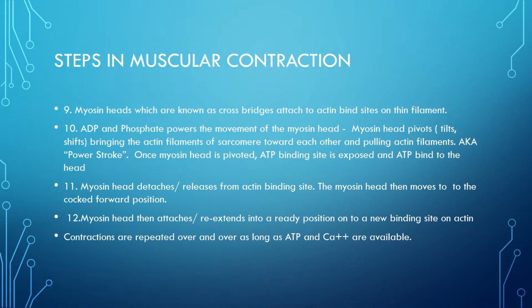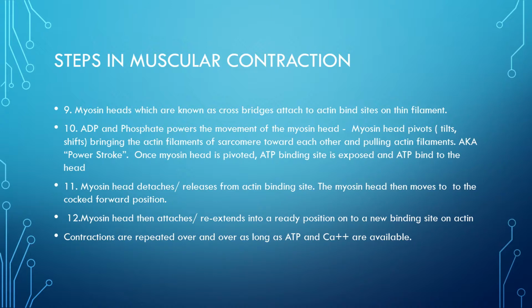Myosin heads, which are known as the cross bridge, attach to actin binding sites on the thin filaments. ADP and phosphate power the movement of the myosin head. The myosin head pivots and tilts, bringing the actin filaments of the sarcomere toward each other and pulling the actin filaments. This is also called the power stroke.